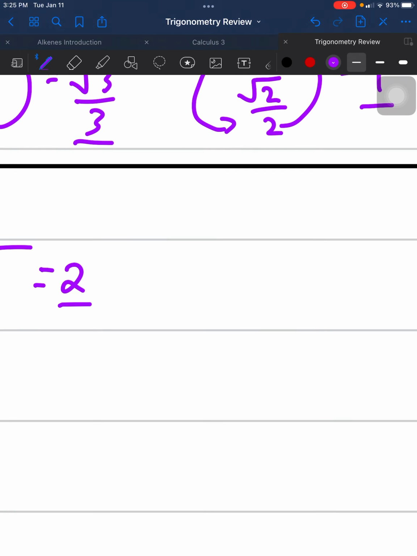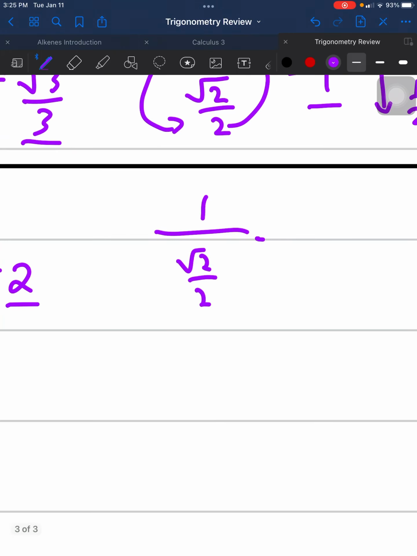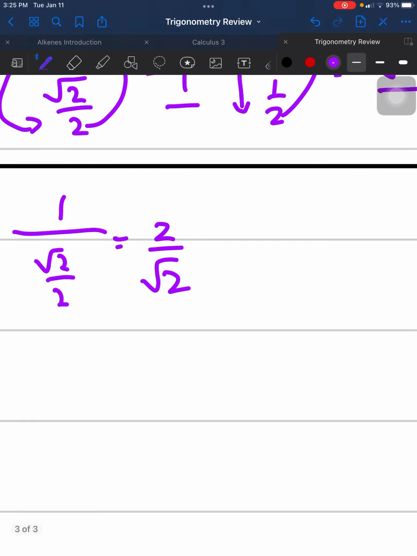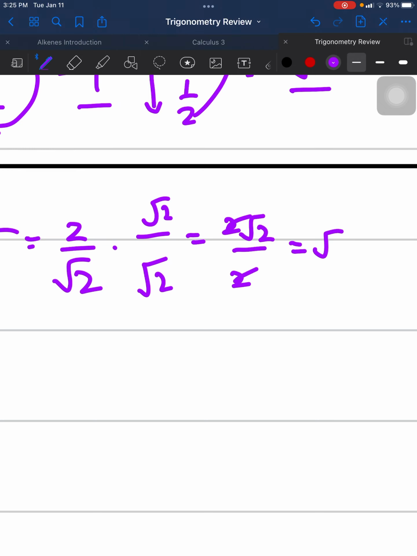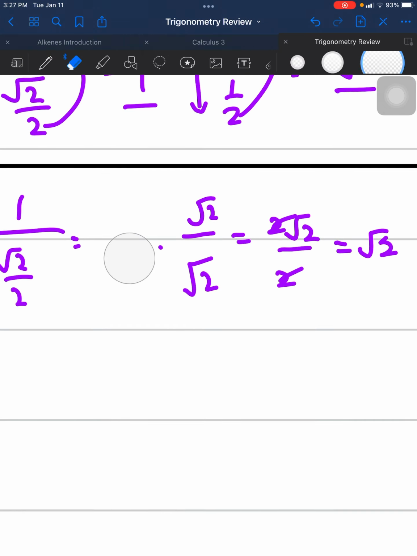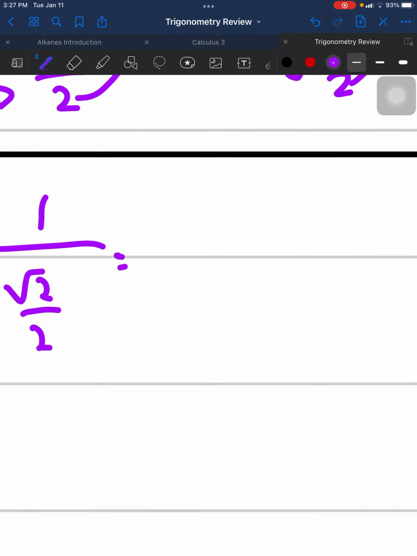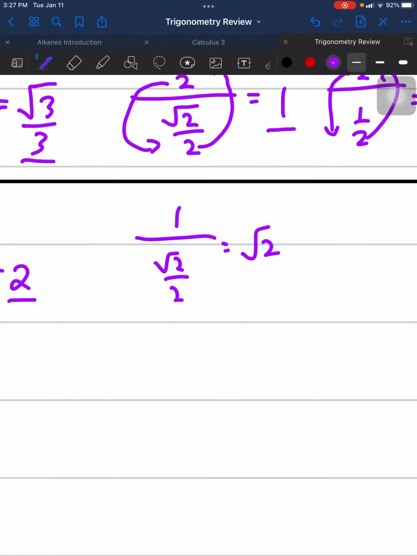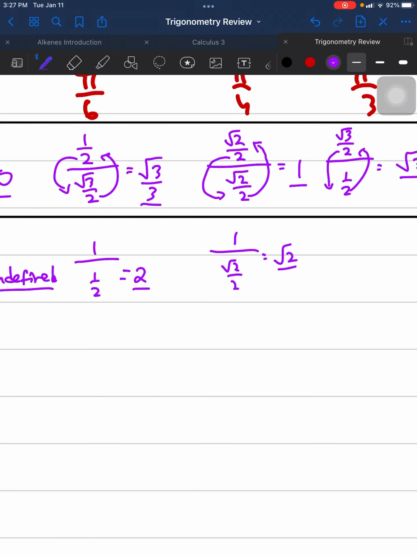Now at pi over 4, sine is equal to radical 2 over 2. So we just put 1 over radical 2 over 2, and the value we get here is 2 over radical 2. But remember, we want to make this in a simpler form, so we multiply by its conjugate, and we get a value of 2 radical 2 over 2. The 2's cancel and we're left with radical 2. So at pi over 4, cosecant is simply radical 2.